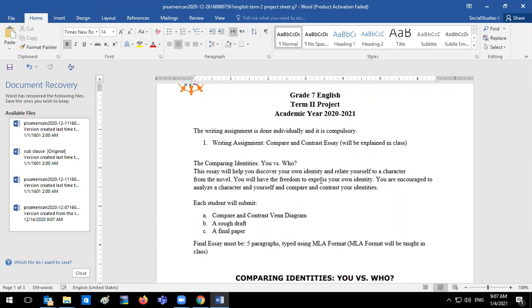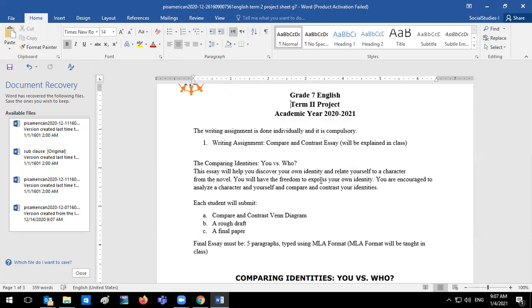Okay, so here the task, what you're required to do, is to compare identities between yourself and the character of your choice. The essay aims to help you discover your own identity and help you relate yourself to a character from the novel. Remember, in The Outsiders, they're all children and teenagers. Some of them are even your age or maybe a little bit older. What we really need to focus on is comparing your personality to theirs, to see what is similar. What could be the similarities between you and one of these characters, the character of your choice?